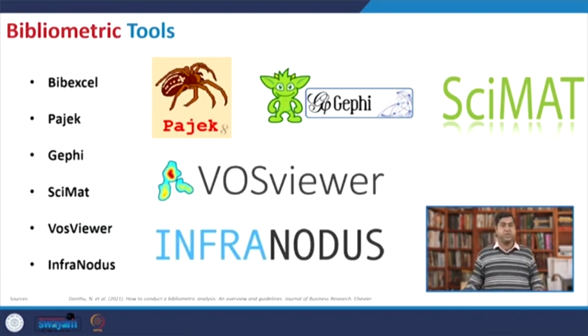Now coming to the bibliometric tools where you can do this, you have certain open source ones like BibExcel, Pajek, GP, then SciMAT, VOSviewer is one of the common tools being used in recent times, and also Infranodus. So there are others also. Because it is just for educational purposes, I am showing you something. So there is nothing wrong in referring to other such software or tools. So these are very commonly used tools that I am just referring.